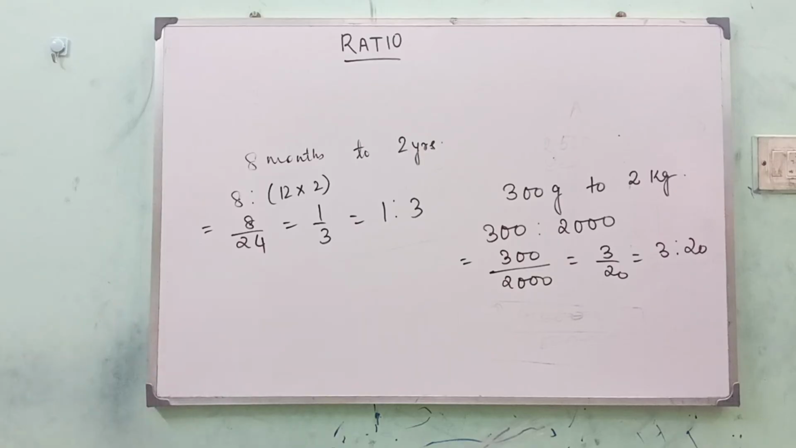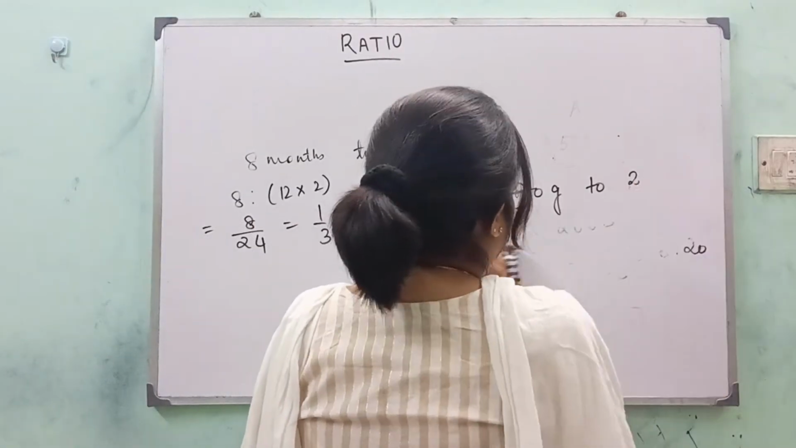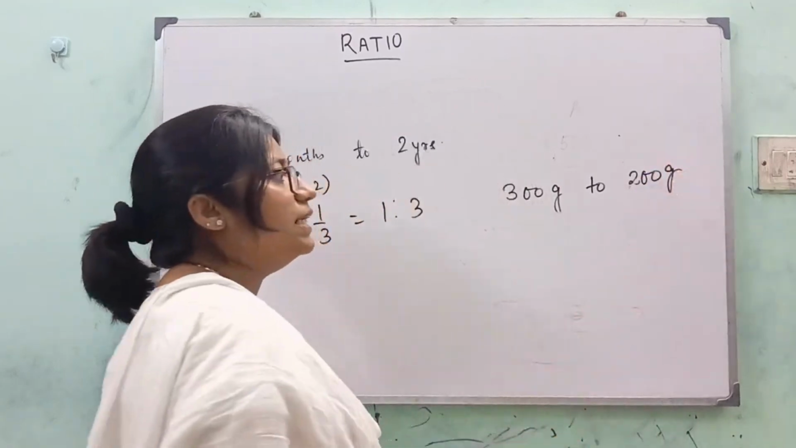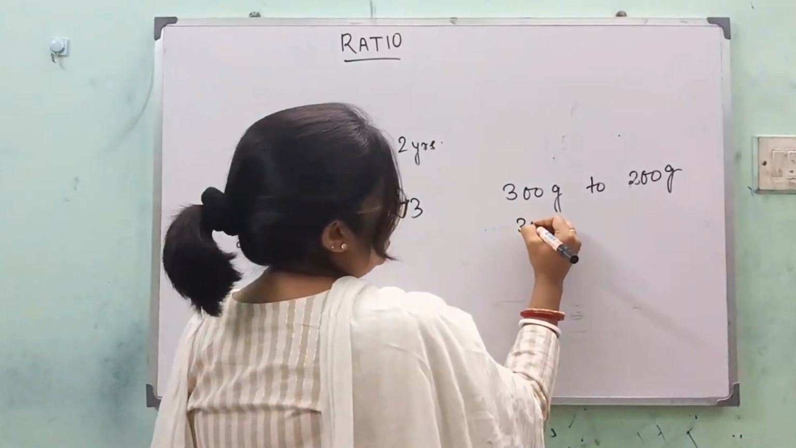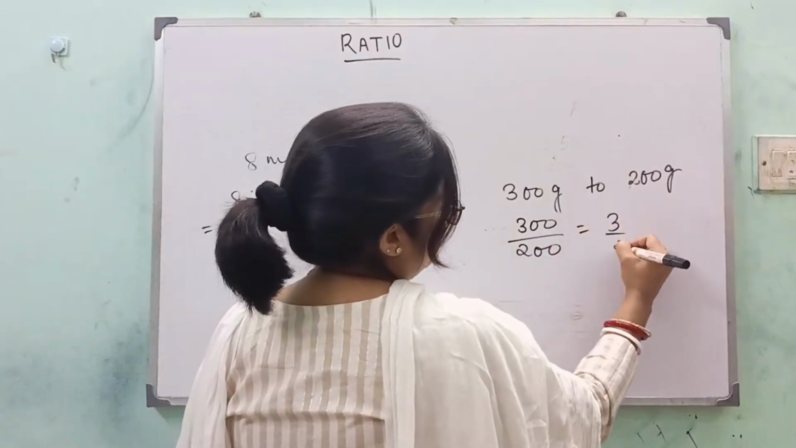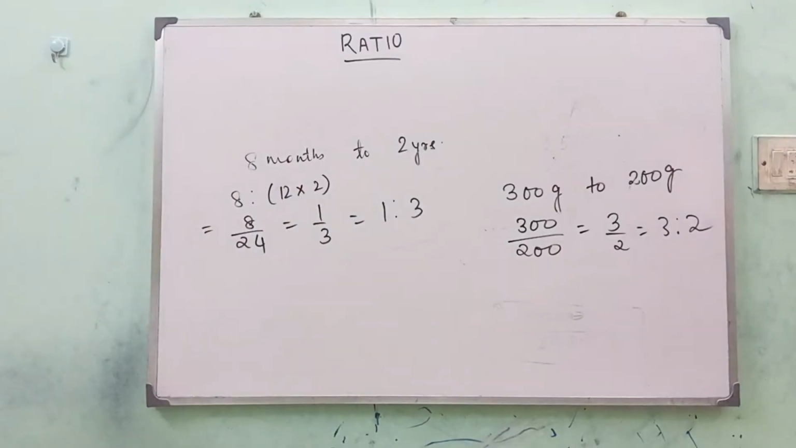So for 200 grams to 2 kg, for this ratio your answer is 3 is to 20. Now, if in case of this we would have had 200 grams, then we didn't have to do any kind of conversion. So 300 by 200, that is 3 by 2. Your answer is 3 is to 2. That's all over here.